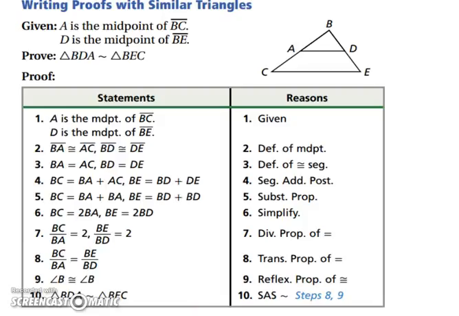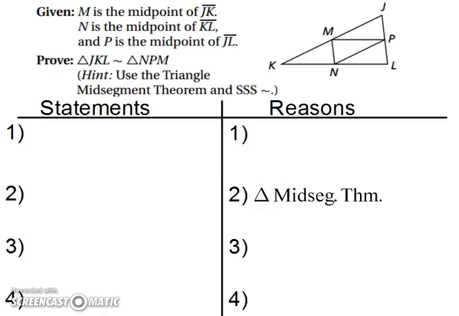Let's look at one more. M is the midpoint of JK, N is the midpoint of KL, and P is the midpoint of JL. Prove that triangle JKL is similar to triangle NPM. My hint is use the triangle midsegment theorem and side-side-side similarity to do this.